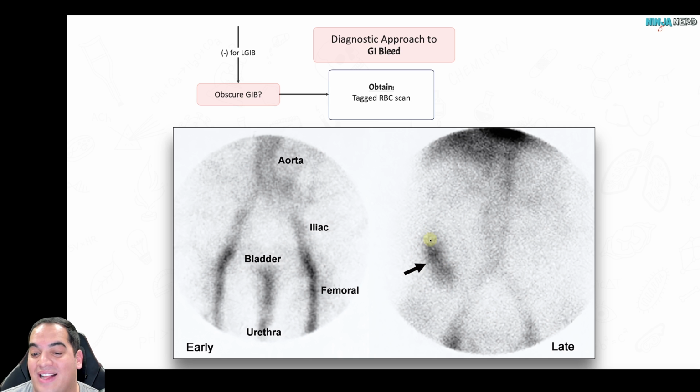I just don't know where. And that's the downside of a tagged RBC scan. It'll show you that the patient has a GI bleed. It just won't be able to localize as well where that GI bleed is.